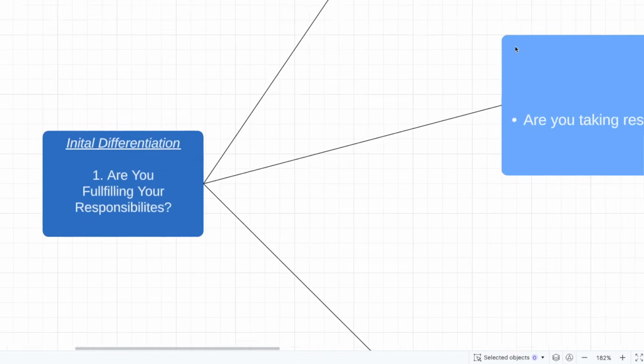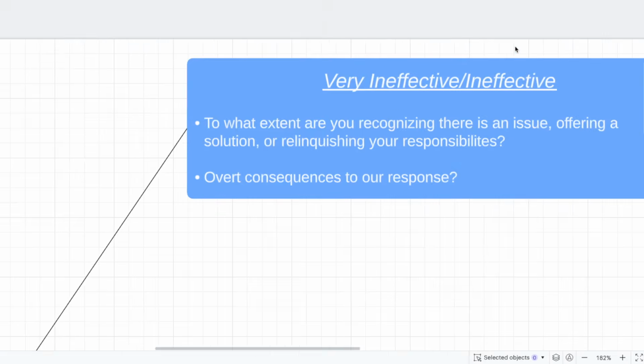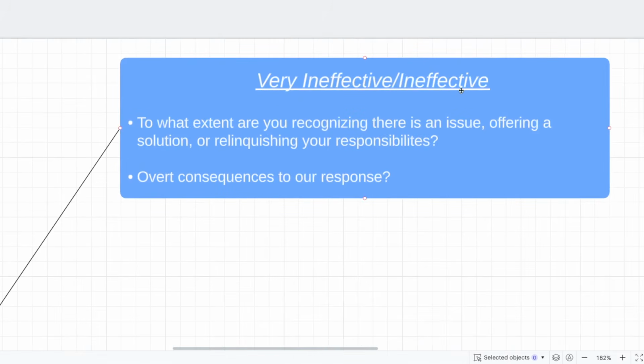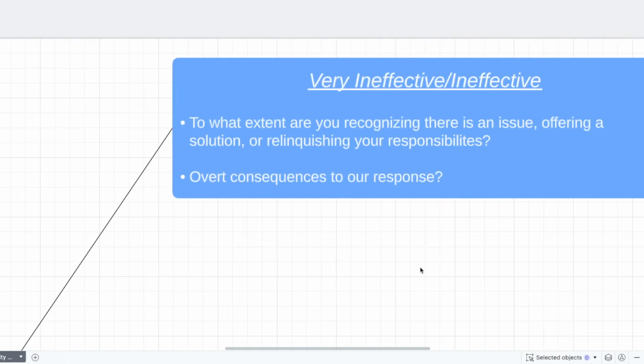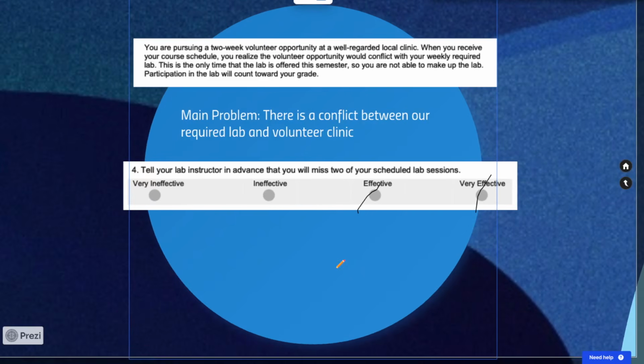Well, let's go back to how we did it before, right? To what extent are we recognizing there's an issue, offering a solution, are we relinquishing our responsibilities? Are there going to be overt consequences to our response? For this one, we're definitely just relinquishing our responsibility. We're not really trying to improve on the problem of this conflict. And there's still going to be consequences, even though we are notifying our lab instructor. We can't make up the grade. So this is definitely going to be a 1 also.